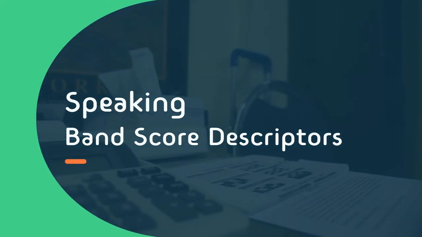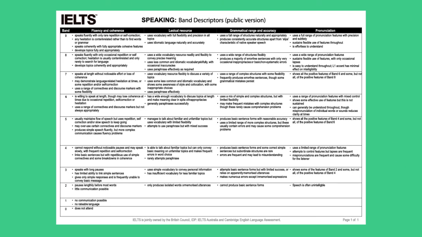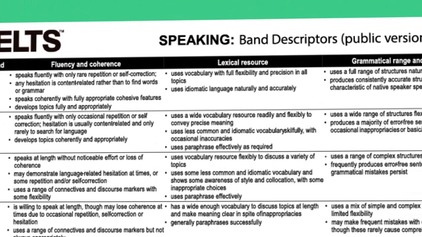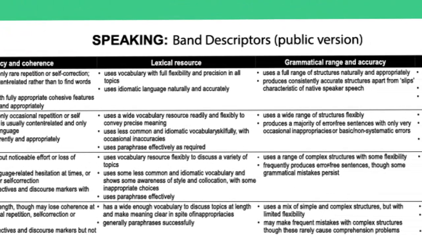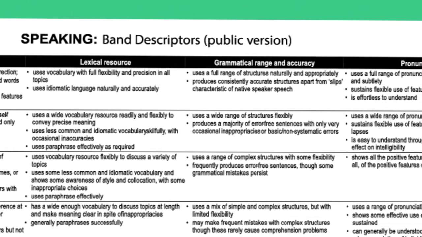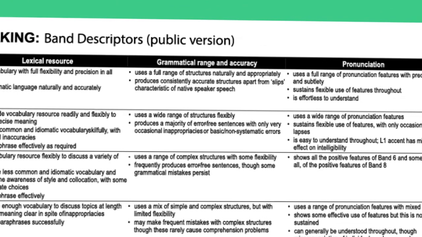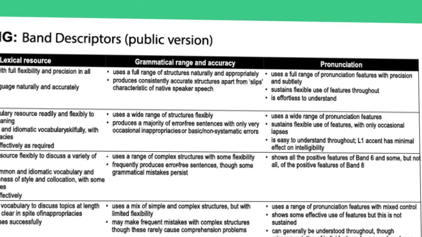Now let's go ahead and find out how the speaking test is scored. IELTS examiners use a chart like this to score your speaking test. The first criterion is fluency and coherence. The second one is lexical resource. The third one is grammatical range and accuracy. And the last one is pronunciation.